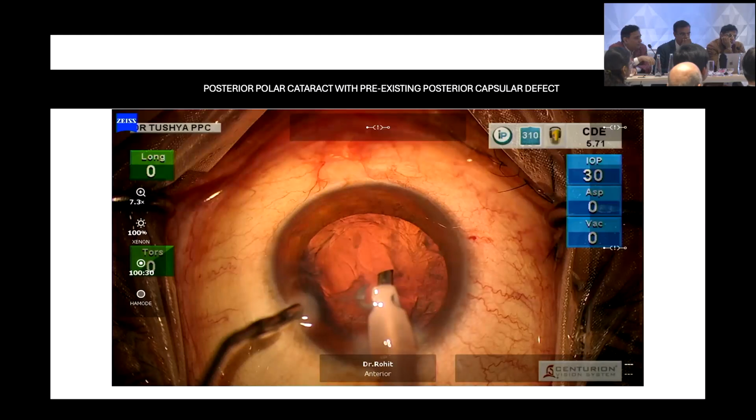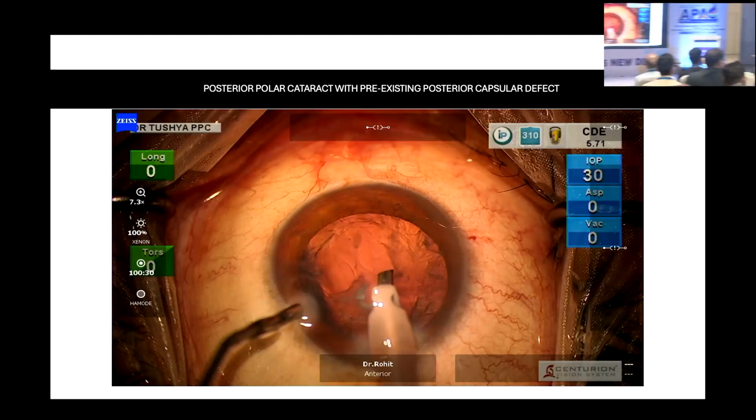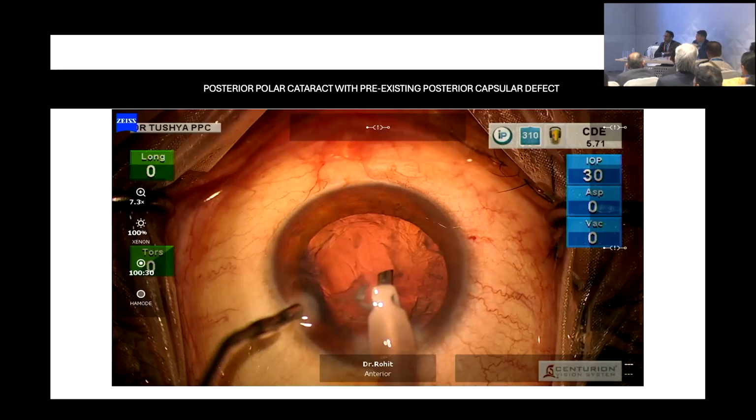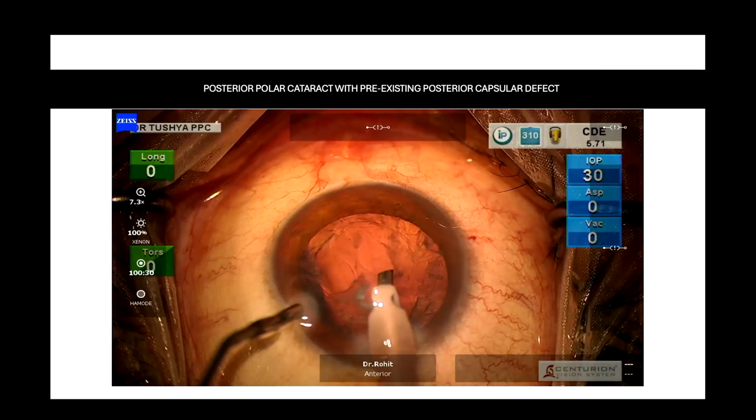David, would you go ahead putting a toric IOL in this case? And how much power of a toric does she need? It was not the extreme height.